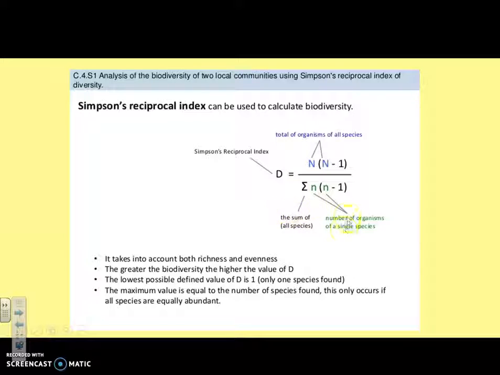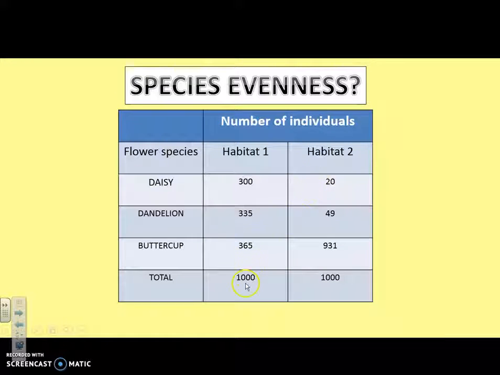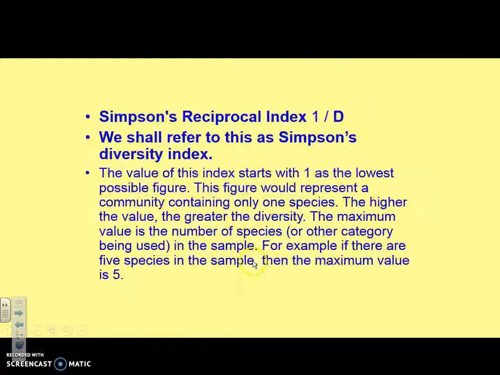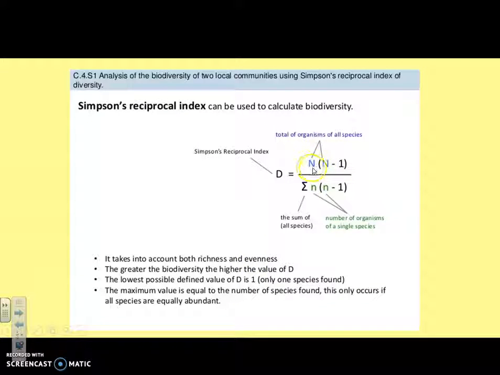Let's have a little look at what we've got in this equation. It looks scary at first sight, but it actually isn't. On top, you've got big N times N-1. This is the total of organisms of all species. If we go to our daisy example, if I was looking at habitat 1, we've got 1,000 individual organisms of all species. So my big N in that example is going to be 1,000, and N-1 is going to be 999. This little n here is the number of organisms of a single species.